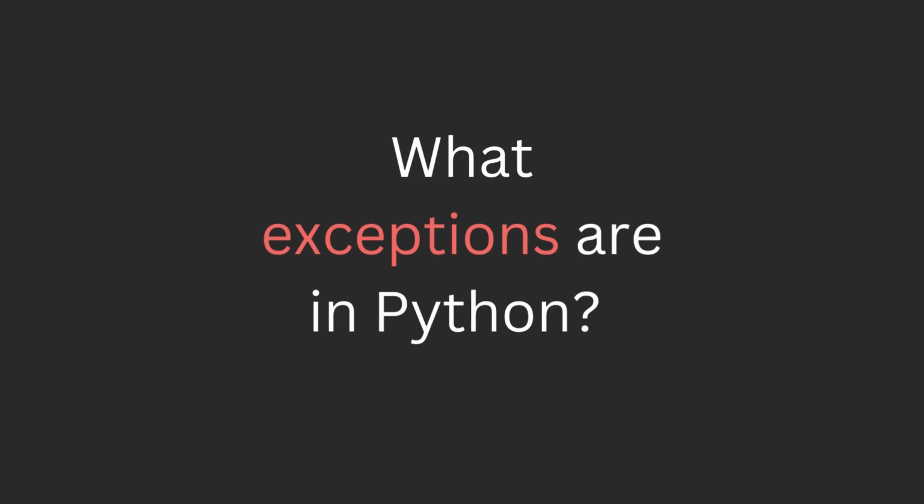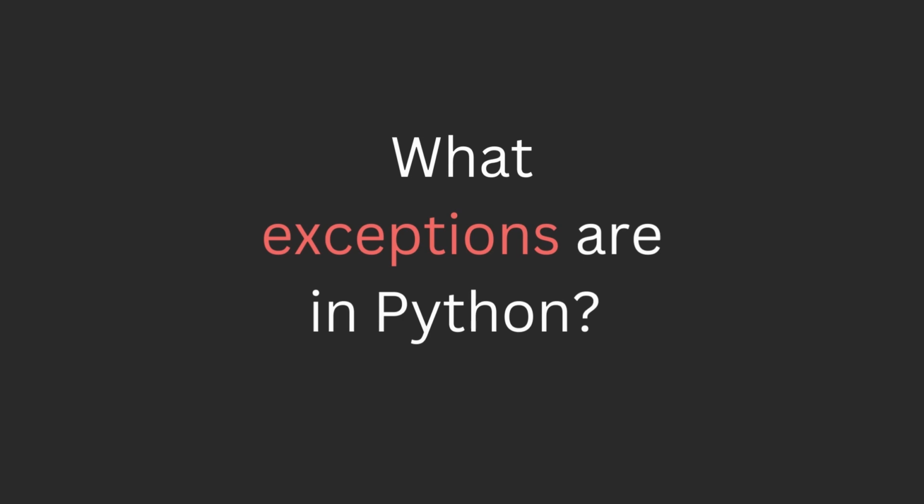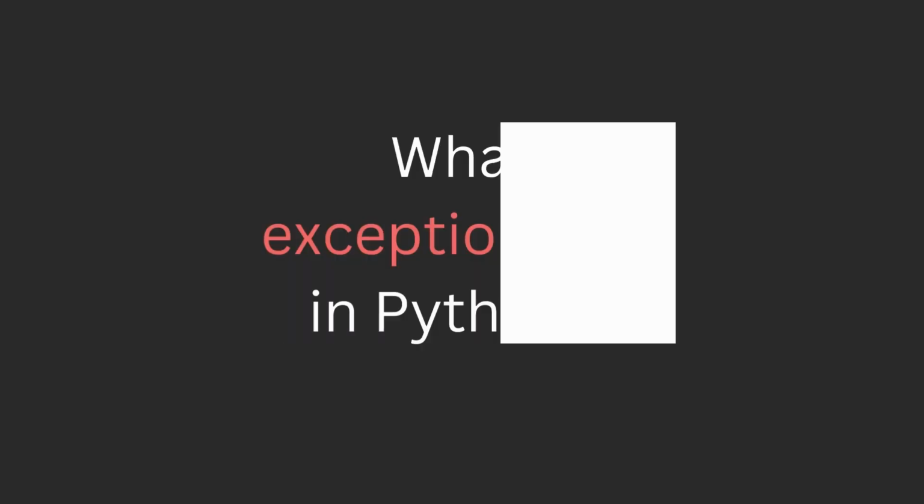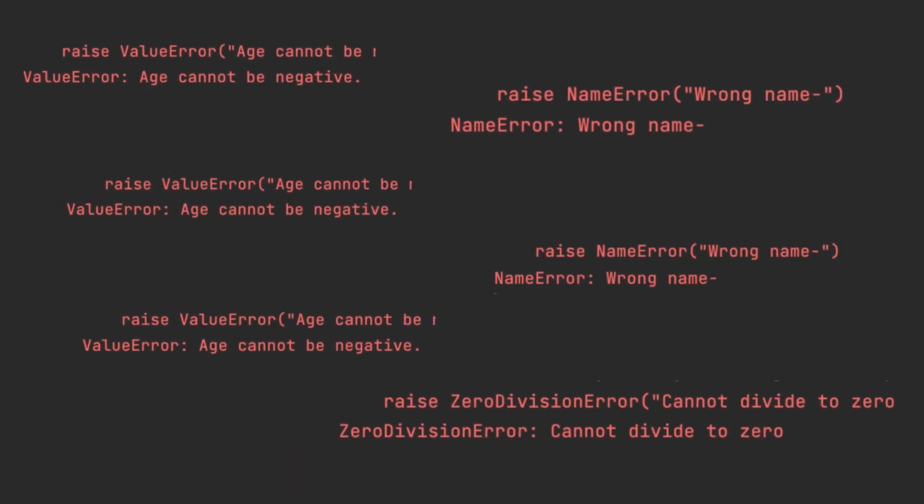First, let's define what exceptions are. In Python, an exception is an error that occurs during the execution of our program. When an exception occurs, the program stops running and displays the error message. There are many types of exceptions in Python, such as syntax error, type error, name error, value error, and many more. Each exception corresponds to a specific error that can occur in your program.